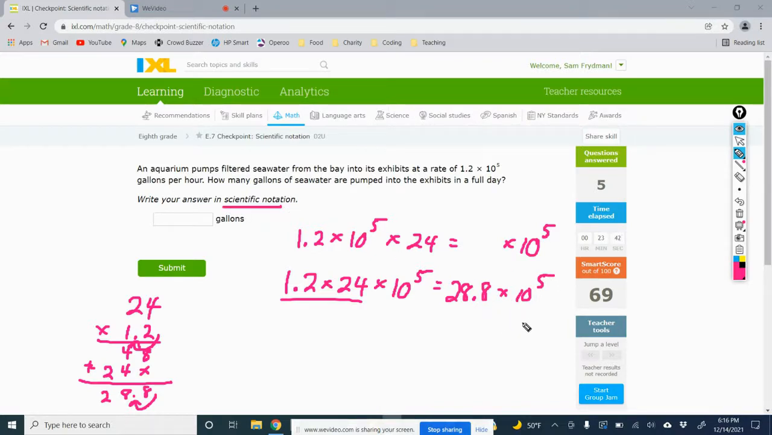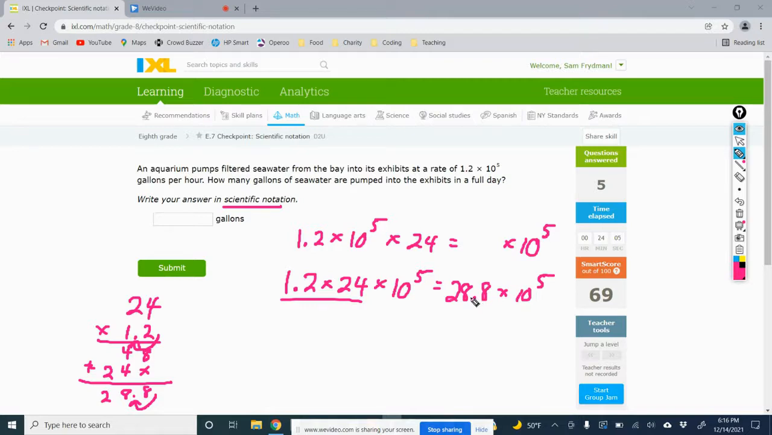This is not in scientific notation because to be in scientific notation, it's got to be a number between 1 and 10 times 10 to some integer. Okay? A number between 1 and 10. It can be 1, but it has to be less than 10. So it can't be exactly 10. But anyway, this number over here is greater than 10. So that's not going to work.